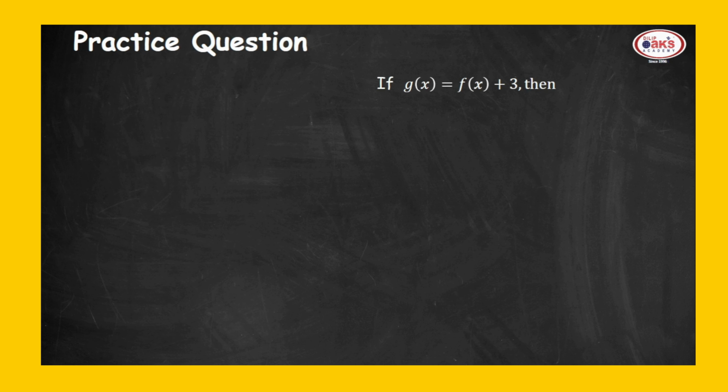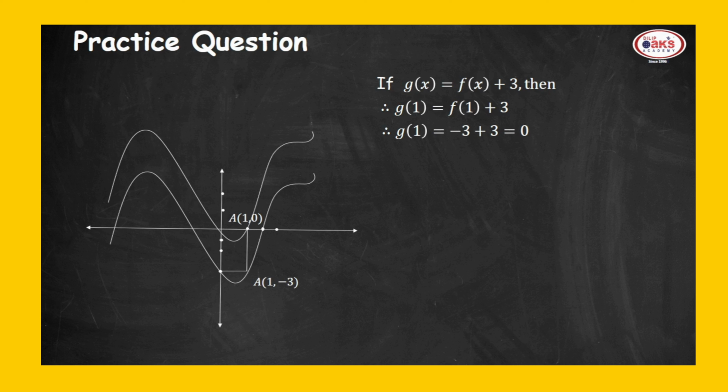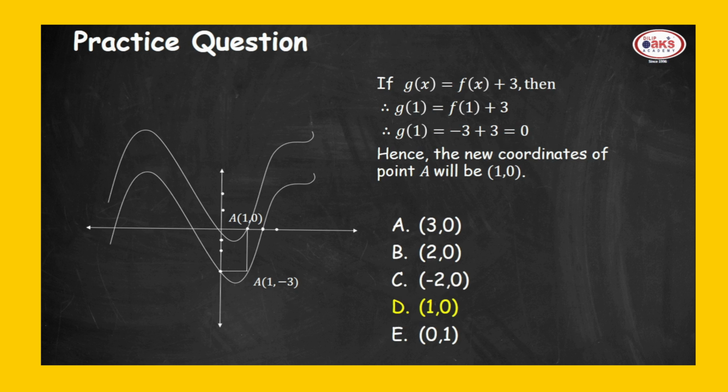Now, therefore, if g of x is equal to f of x plus 3, then g of 1 will be equal to f of 1 plus 3. But from the graph we can see that f of 1 is minus 3. Therefore, g of 1 will be equal to minus 3 plus 3, that is equal to 0. And that implies the new coordinates of point A on the graph of g of x will be (1, 0). This implies that we will mark option D to conclude this question successfully.